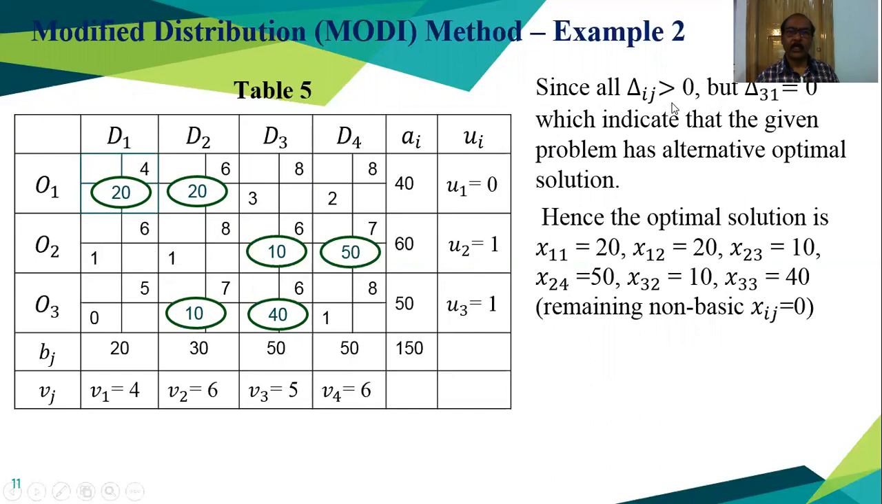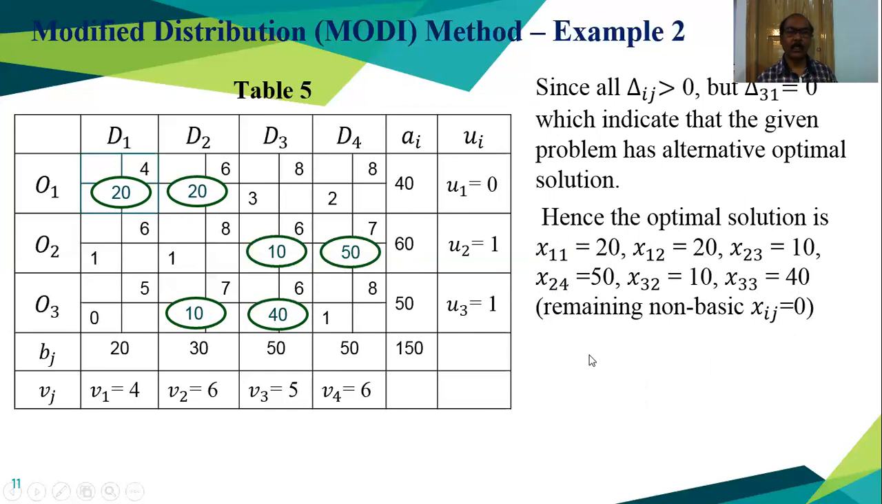Since all delta are greater than or equal to 0, but delta 31 is equal to 0, this optimum solution is not unique. There is an alternate optimum solution. Now the optimum solution I already said, and the remaining non-basic Xij are equal to 0. Here X11 is equal to 20, X12 is equal to 20, X23 is equal to 10, X24 is equal to 50, X32 is equal to 10, and X33 is equal to 40.